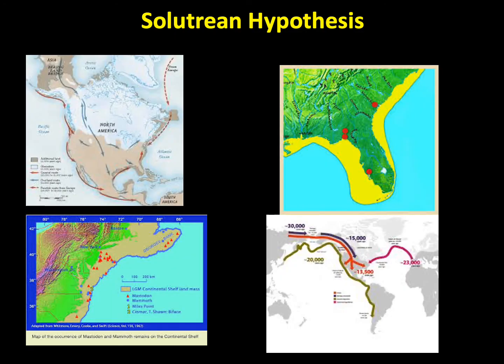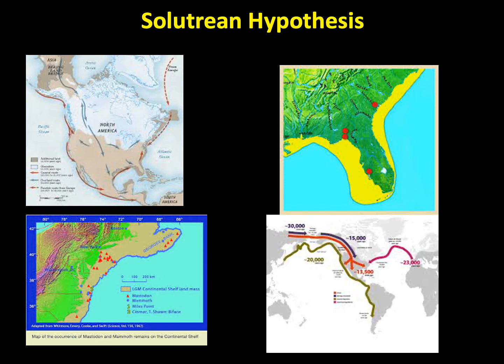Now, on the upper left, we see this hypothesis that they're coming down across the Bering Straits and then down through this place where the glaciers were not as thick. There's a new hypothesis, though, too, and we can see it reconstructed on the bottom right. It's called the Solutrean hypothesis.